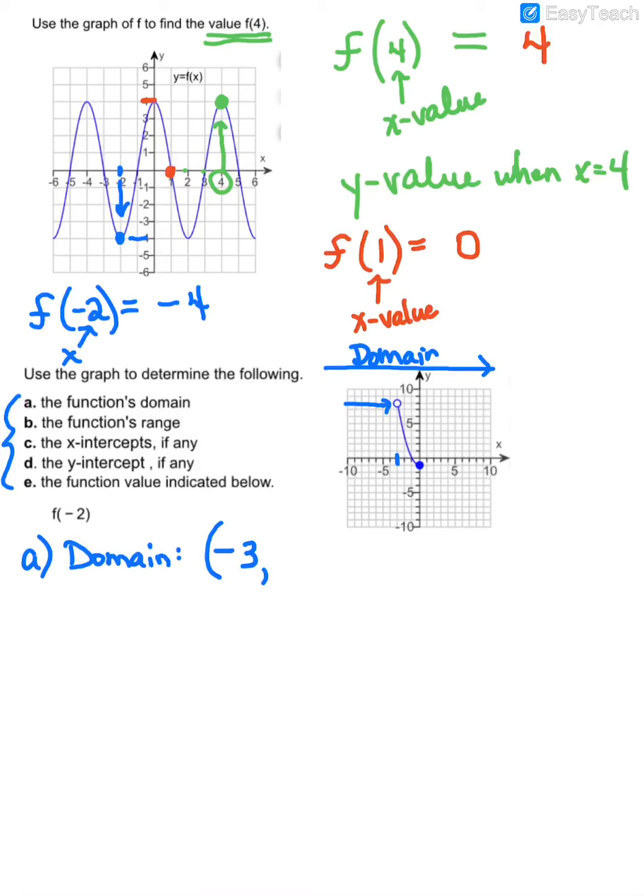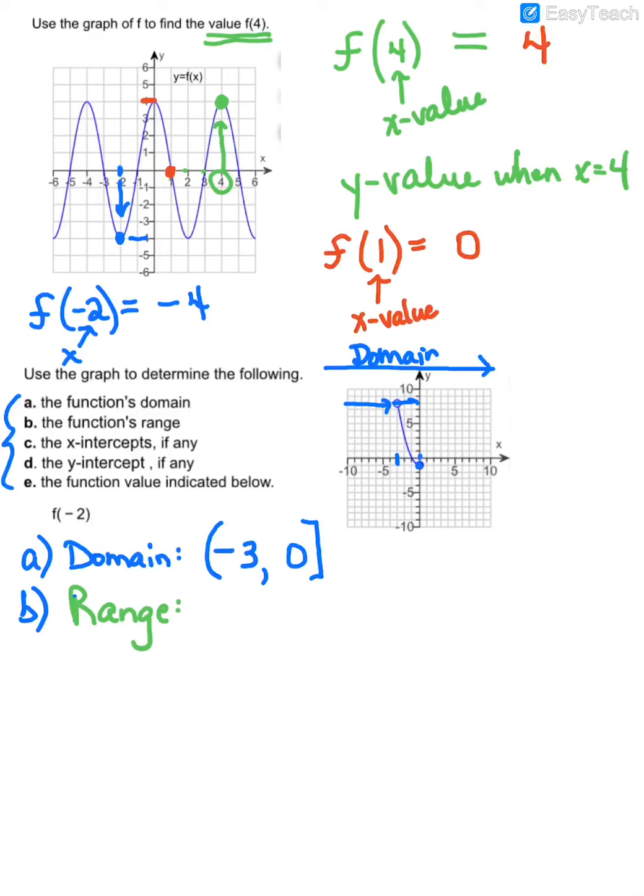Now, as I move to the right, so my eyes are going this way, the last x value that I'm touching is down here. And that is an x value of 0. Notice that is a solid point on the graph. So that means it includes that point, and the way we indicate it includes a point is we use a square bracket.